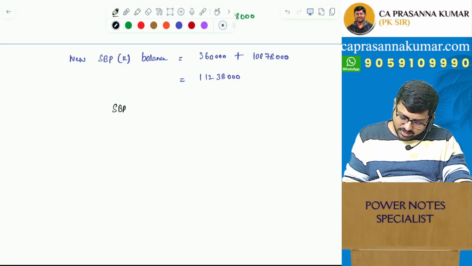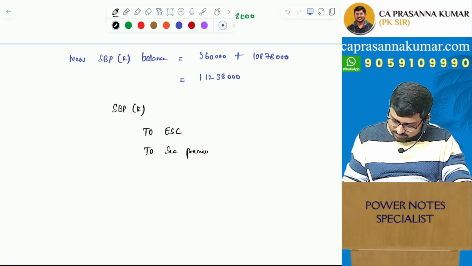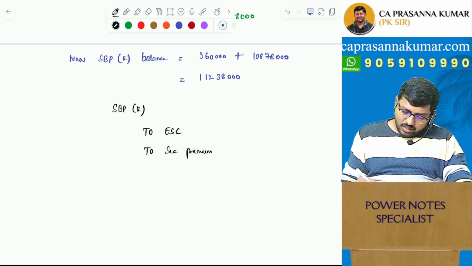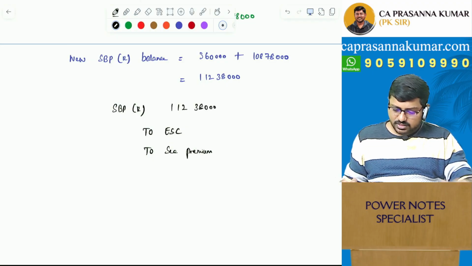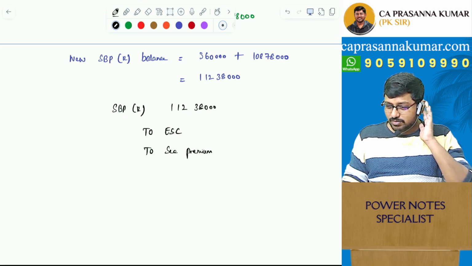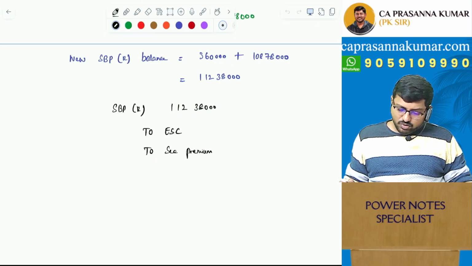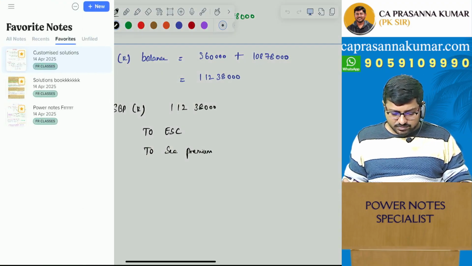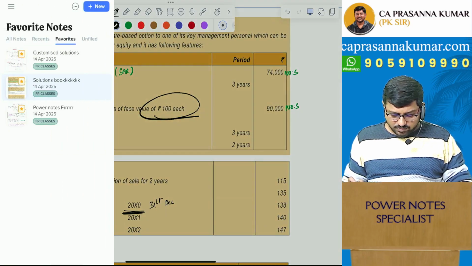So SBP reserve to equity share capital to the extent of face value, to securities premium. How much will I be debiting SBP reserve? 1 crore 12,38,000. To this extent, you will be debiting SBP reserve. Now, you people tell me. To the extent of face value, it will go to equity share capital, right? Do I know the face value? 100. Chalo.